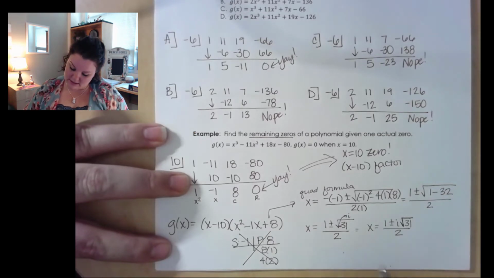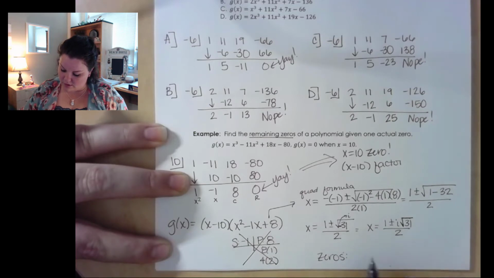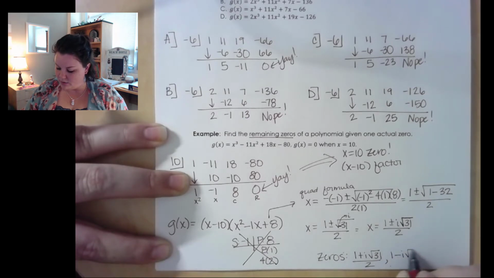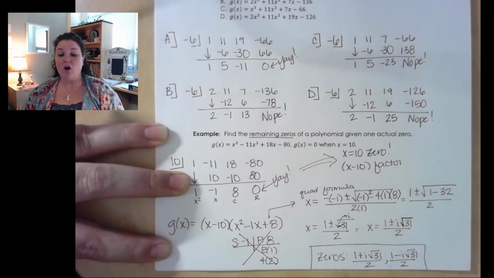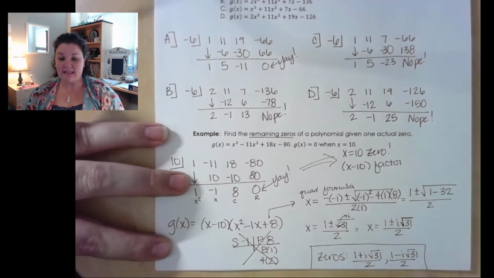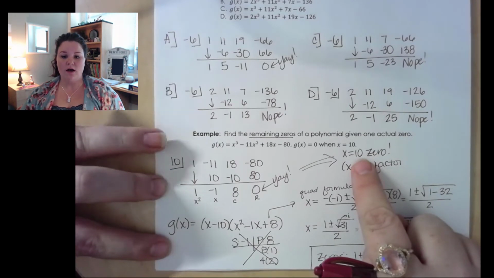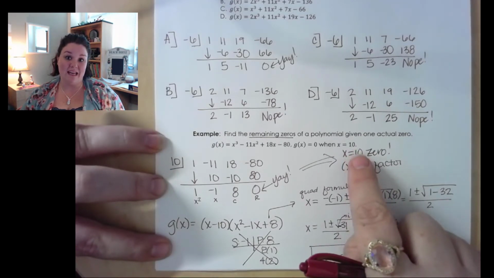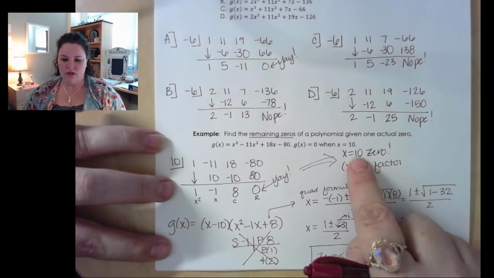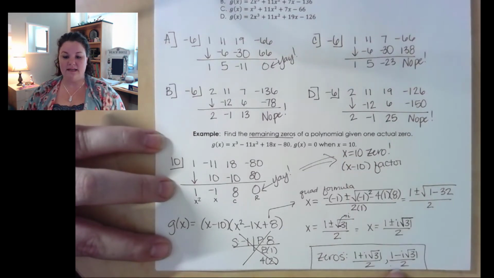Okay, so this means that the remaining zeros of this one are going to be 1 plus i square root of 31 over 2 and 1 minus i square root of 31 over 2. Okay. Now, that's not all the zeros, right? Because 10 is also a zero. But if they give you a problem like this in your homework, they don't expect you to enter the 10 as a zero because they gave that to you. So you just need to enter the additional remaining zeros that you came up with.